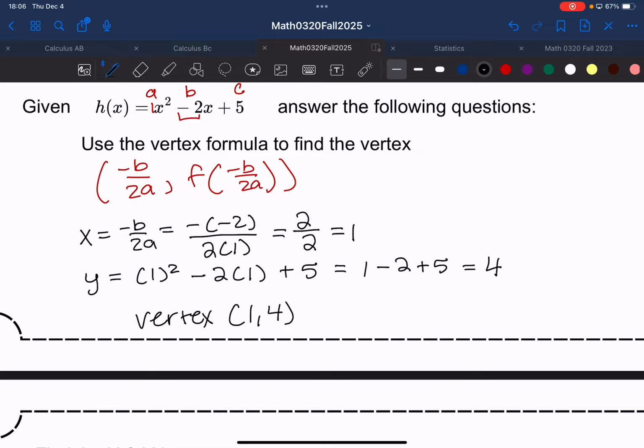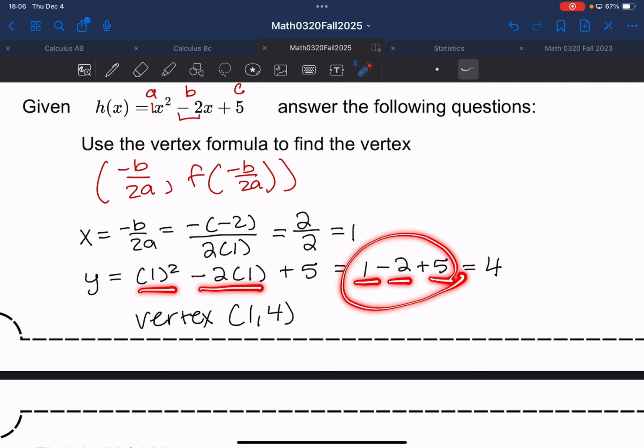Yes? Why is it 4? It's 4 because when we plugged in 1 to this equation, 1 squared is 1. Negative 2 times 1 is negative 2. And we bring over the 5, and we just add those together to get 4.